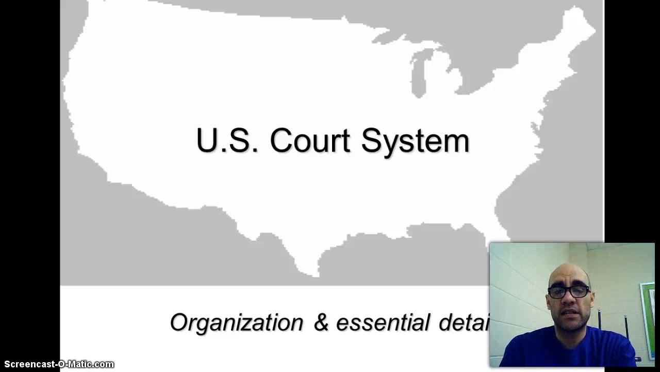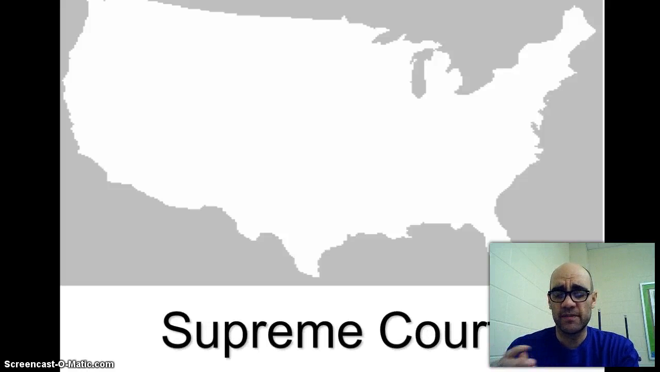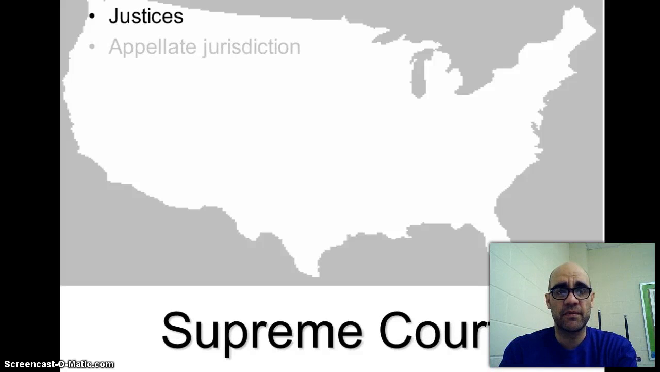Today we're going to talk about two types of court systems, the U.S. court system and the Virginia court system, and we're also going to talk about different types of jurisdiction. So let's start off with the U.S. court system. The highest court in the land is obviously the Supreme Court. There are 9 justices. They have appellate jurisdiction.